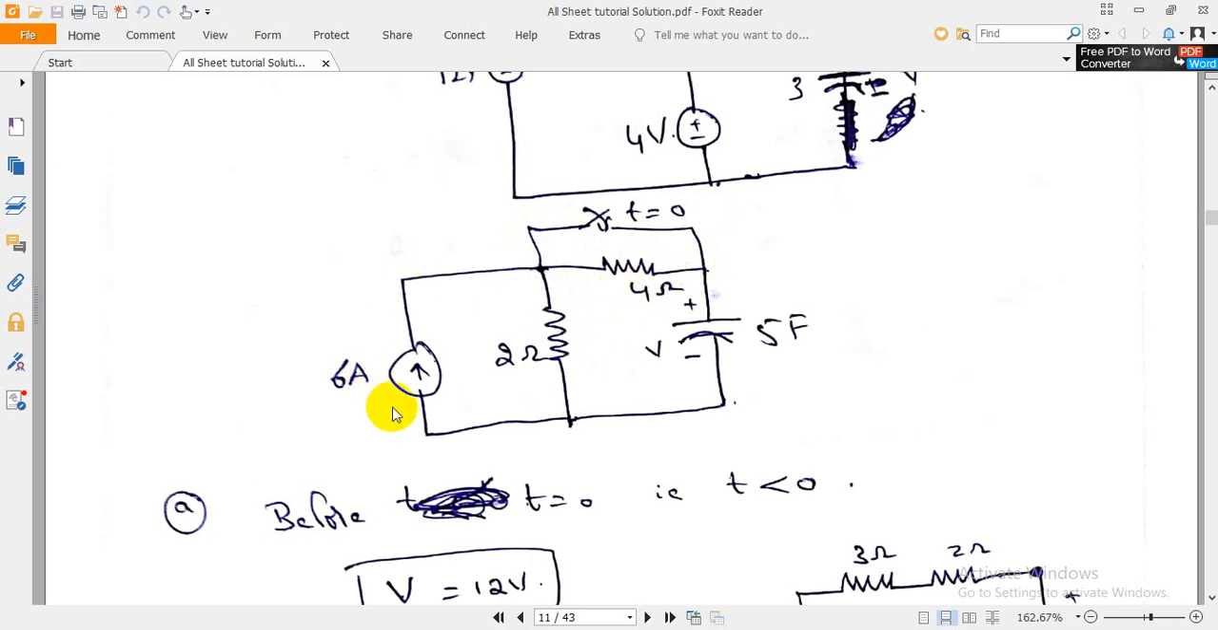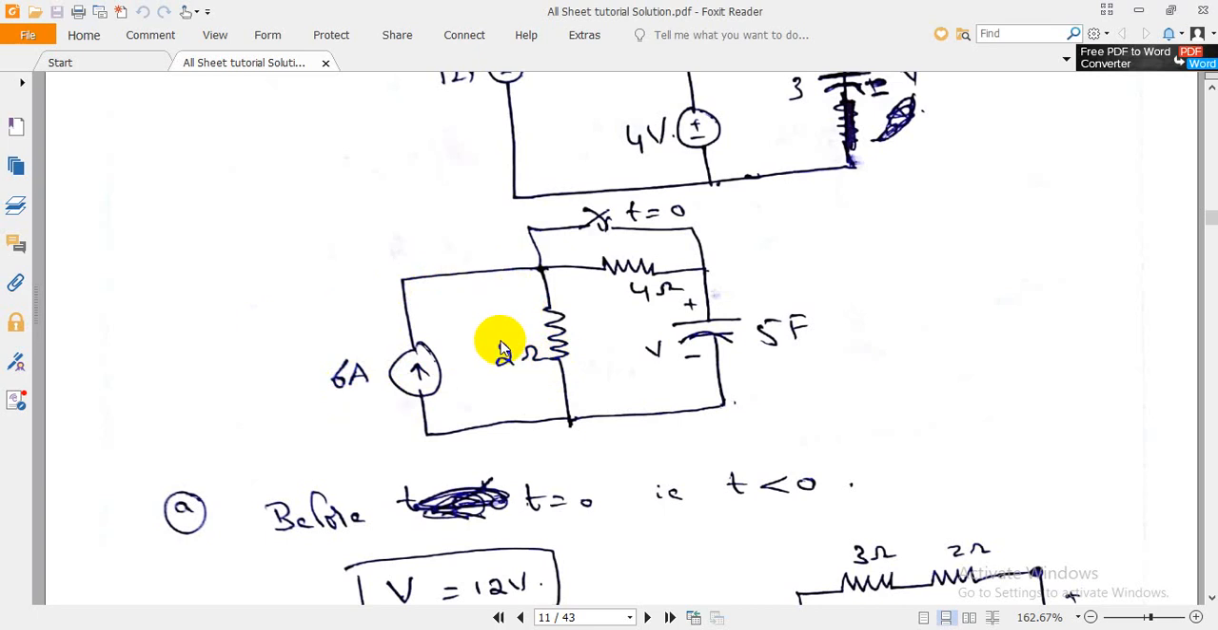Here again you have one current source and resistance. This can be converted, by using the source transformation theorem, we can convert this current source into a voltage source. 6 times 2 is 12, so 12 volt will be the voltage source, along with the series resistance of 2, the same resistance in series with the voltage source.